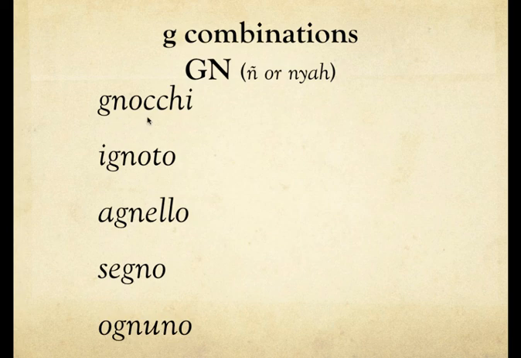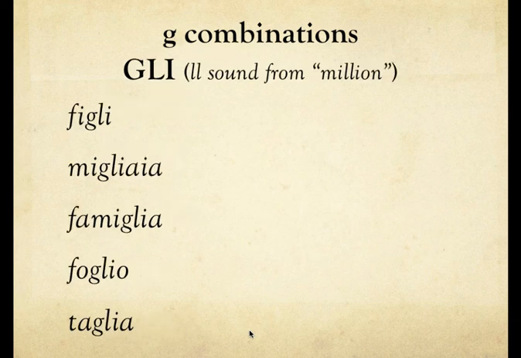Gnocchi are potato dumplings. Ignoto means unknown. Agnello is a lamb. Segno is a sign, signal, or gesture. Ognuno means each one. Let's look at another G combination.